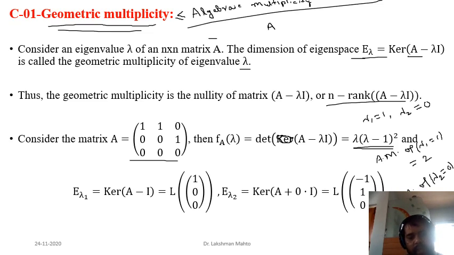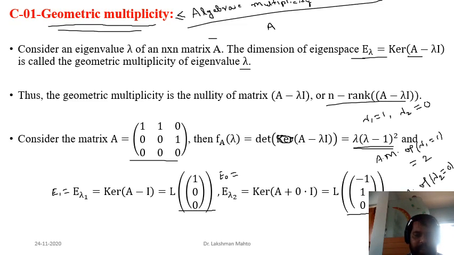So what is E1? That means the eigenspace associated with eigenvalue 1. E1 is what? It is a one dimensional subspace, that means it is a line. And E2, or you can call it E0, that means the eigenspace associated with the second eigenvalue 0. Again we observe this one is a line.